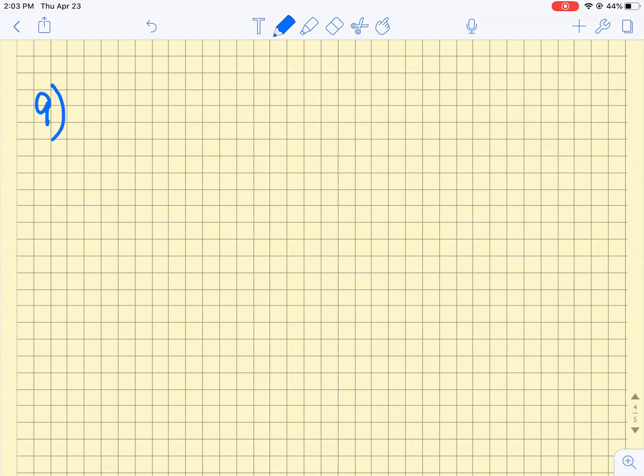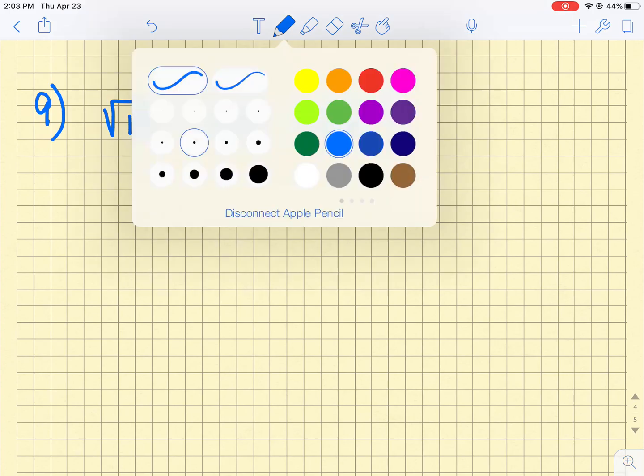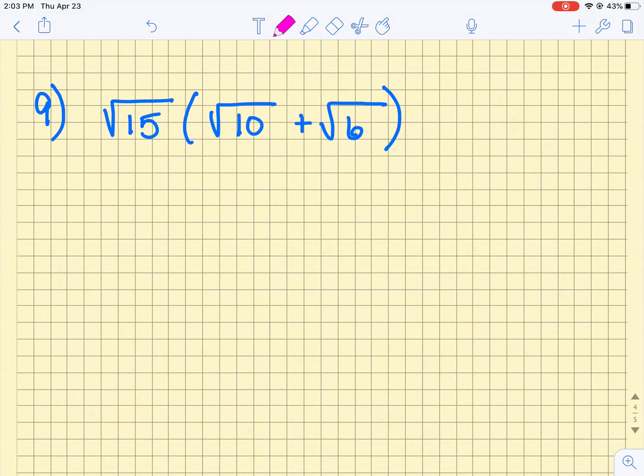Square root of 15, parenthesis, square root of 10, plus square root of 6. So the first thing I'm going to do, it's kind of up to you. I'm going to make my invisible ones visible. And again, as you get better at this, you probably can skip some of these steps. Okay, now I'm going to distribute.